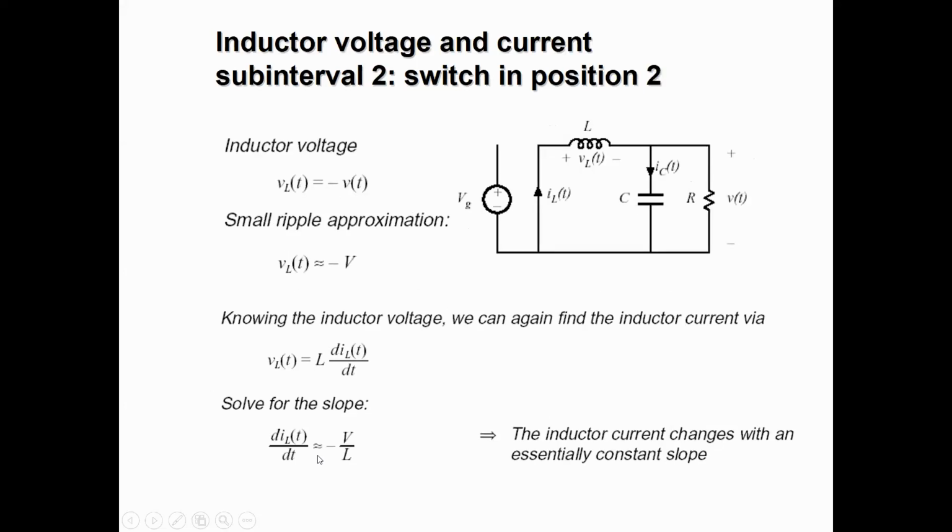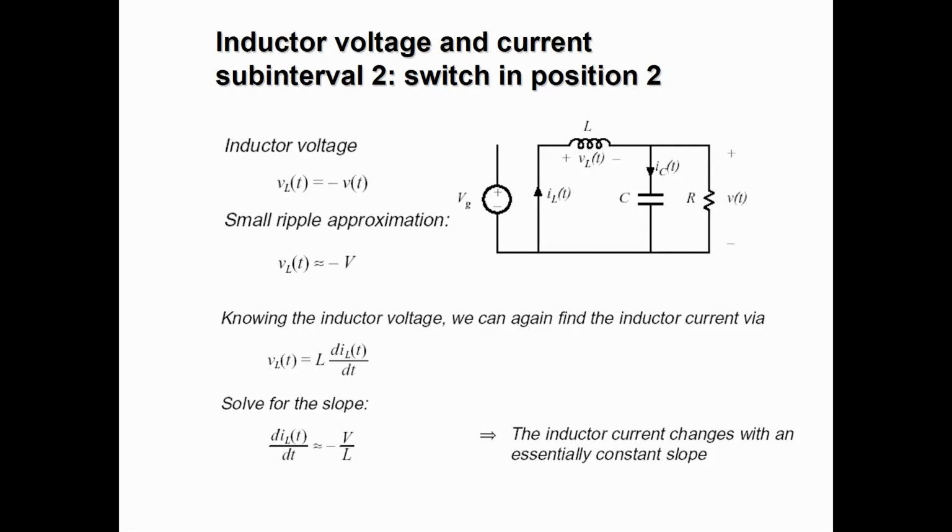Now, when the switch is connected at position 2, what is the inductor voltage equal to? The inductor voltage VL is actually equal to minus V_T. If we apply KVL over here, VL is equal to minus V_T. Then apply a small approximation on this equation, so VL is approximately equal to minus V, where V, after approximation, is the DC voltage.